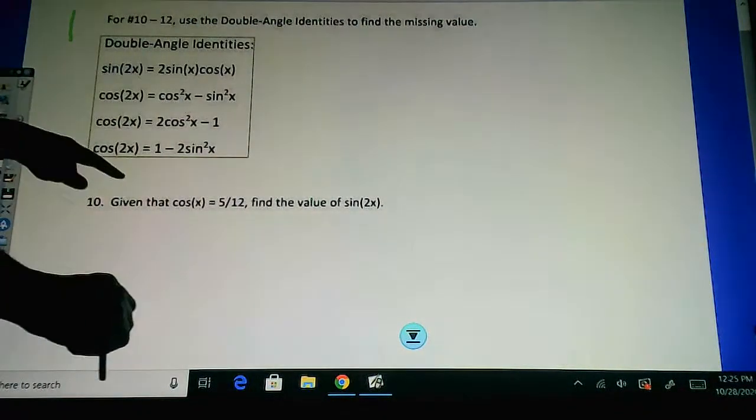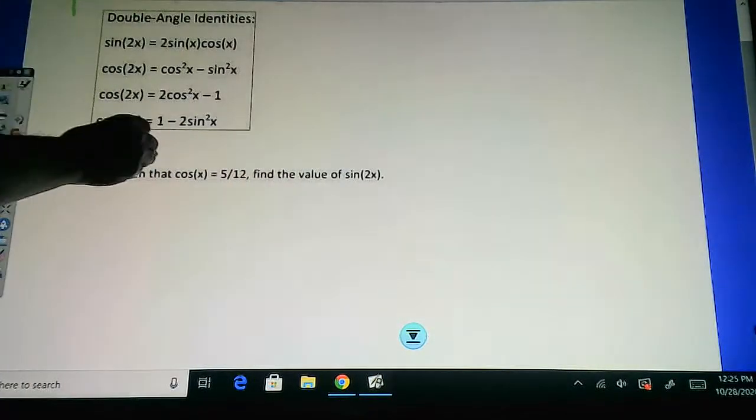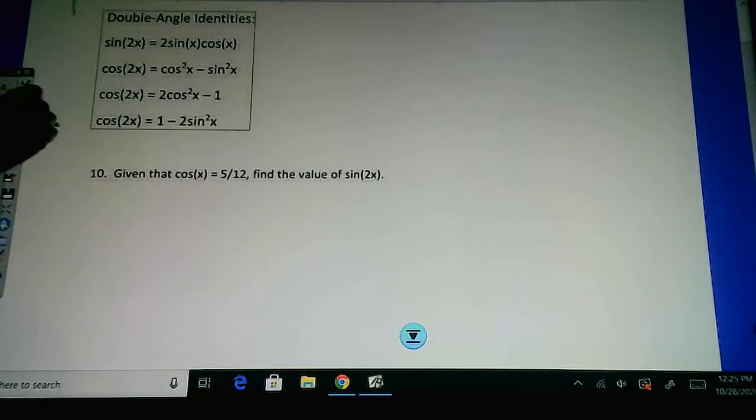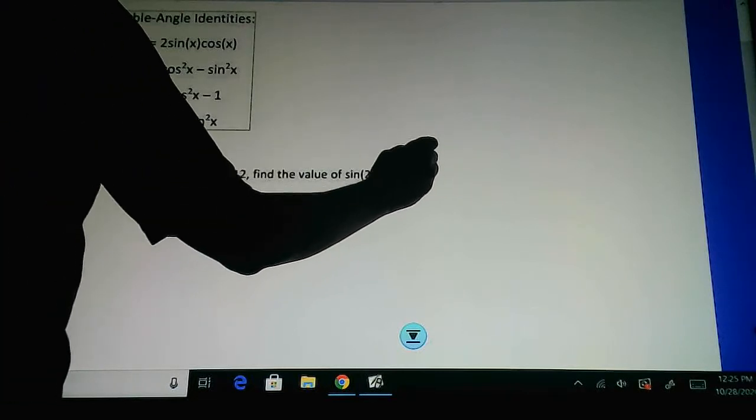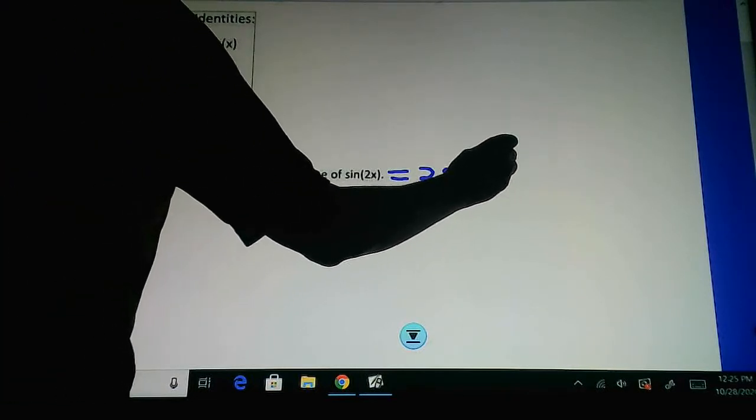And all these formulas are given to you. So you want to choose one of these formulas that helps you solve the problem. Now, in order to find sine of 2x, the first thing you do is write down the rule. You have to write down this rule here.